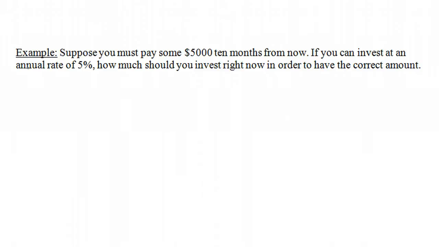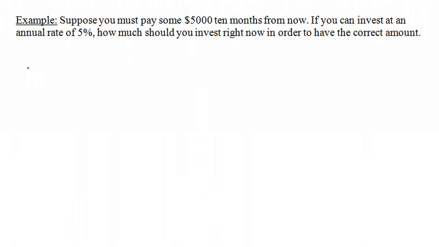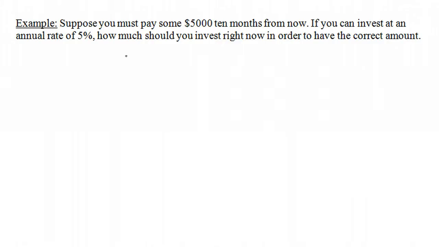Okay, let's do one more example. Suppose you must pay someone $5,000 10 months from now. If you can invest at an annual rate of 5%, how much should you invest right now in order to have the correct amount? So you want to pay somebody $5,000 10 months from now, and the question is, how much should you invest right now if you're getting a 5% interest rate in order to have that $5,000 in the future? My guess is maybe it's $4,000 something. It'll definitely be less than $5,000, right? How much do we want to invest now so that it will grow to be $5,000 10 months from now?